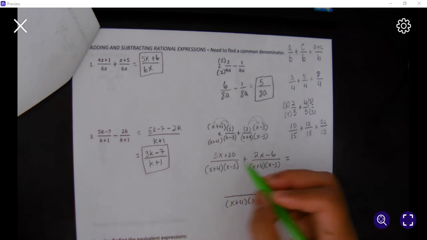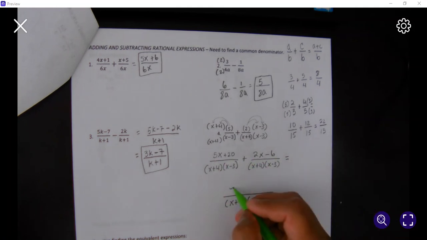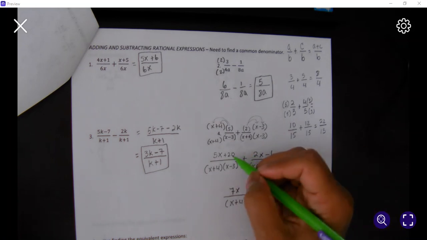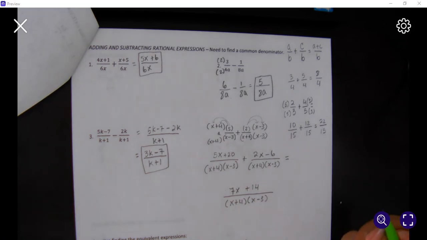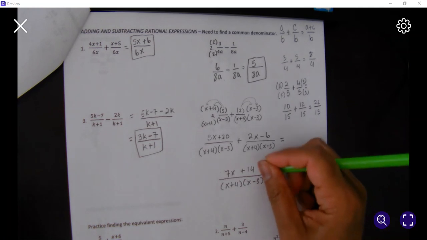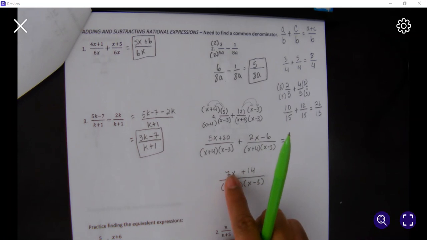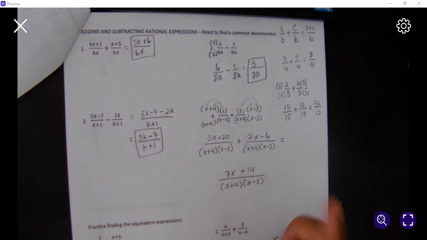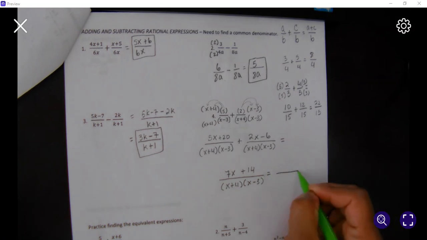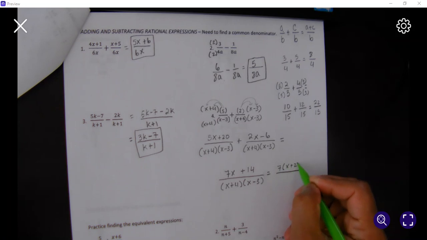And then I'm going to combine the like terms in my numerator. So you have 5x plus 2x, that's 7x. And then you have 20 minus 6, which is 14, plus 14. Okay. Now, to be able to simplify this, I can see in the numerator that I can factor this out because there's a common factor between 7x and 14, which is 7. Okay. So I'm going to go ahead and factor out a 7. So you have x plus 2.